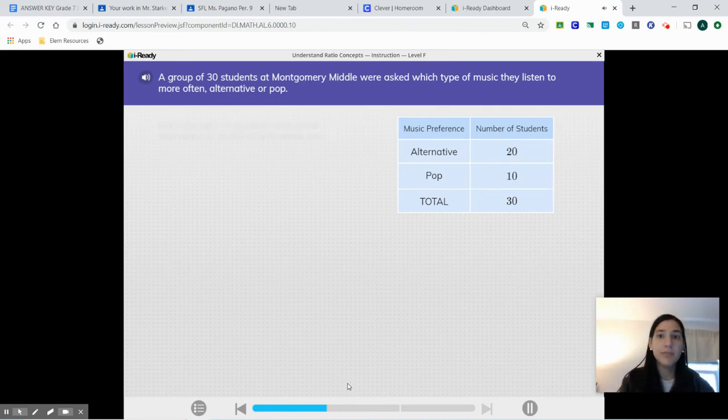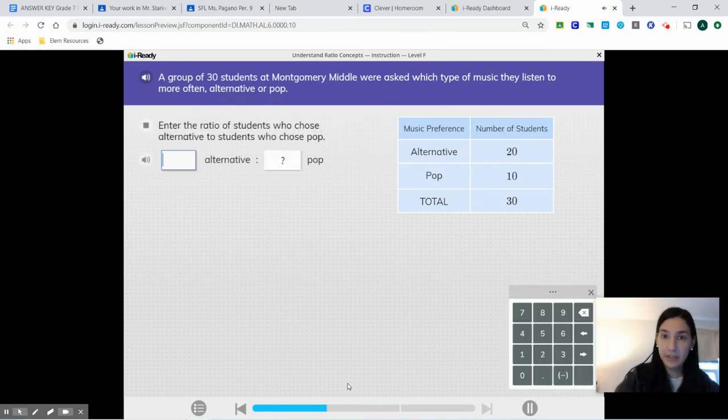A group of 30 students at Montgomery Middle School were asked which type of music they listen to more often, alternative or pop. Okay, so we're going to enter the ratio of students who chose alternative to students who chose pop. Looking in our chart, alternative is 20, pop is 10.